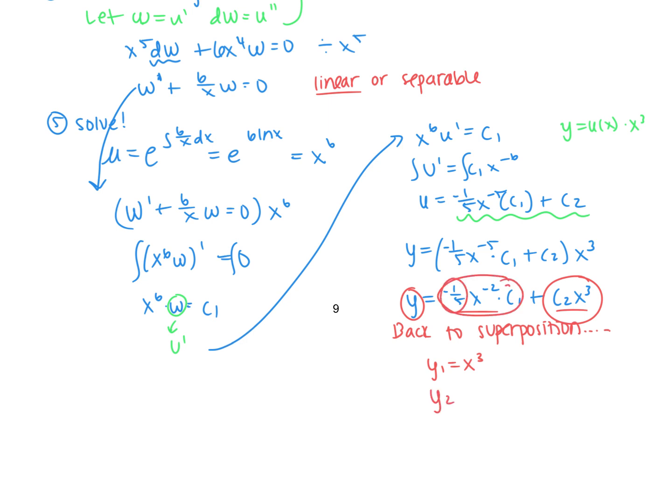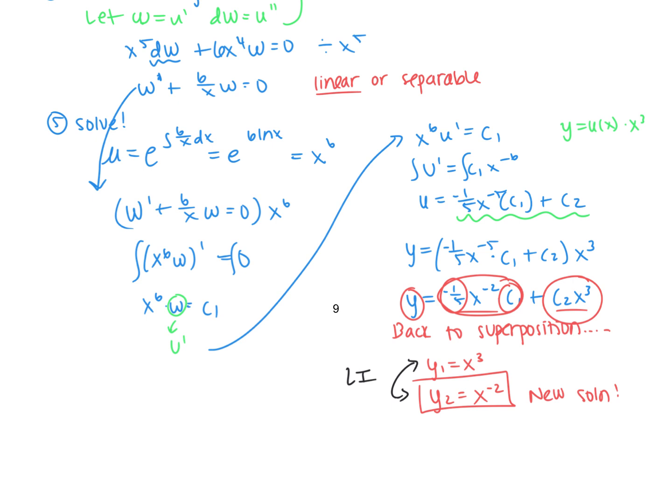Now that negative 1/5 and the c1, that's just a constant. So what we care about is that x to the negative 2. So this is our new solution. Now, fun fact, you can show this if you want, I'm not going to. These two solutions are going to be linearly independent. Okay, so now you've seen the general process of reduction of order.